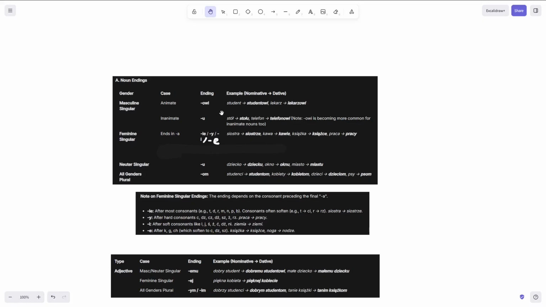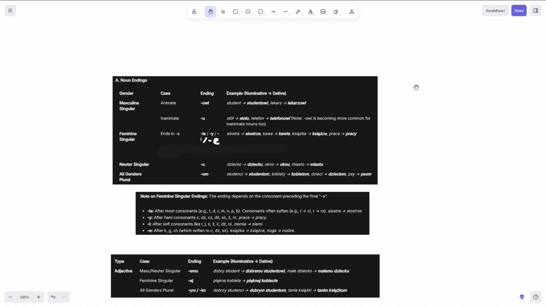So first of all, animate should have the ovi ending in dative. Okay, so we have a nominative student, it becomes studentovi. We have a nominative lekarz, which is doctor, lekarzowi. Okay? And then for inanimate, apparently it should be u, which is, for example, table, stół becomes stołu. But look at this. Telephone, which is the phone, which is, well, not alive, right? But becomes telefonowi. And there is the note here that ovi is becoming more common for inanimate nouns too.